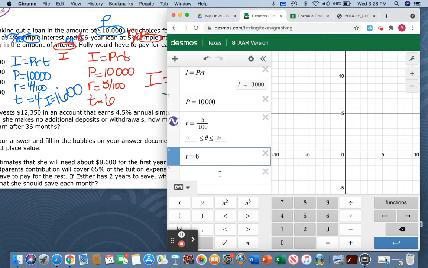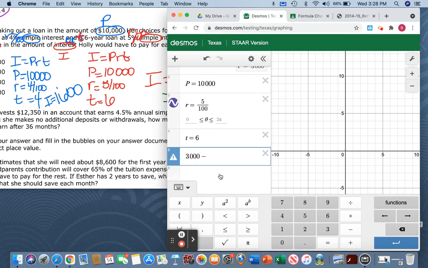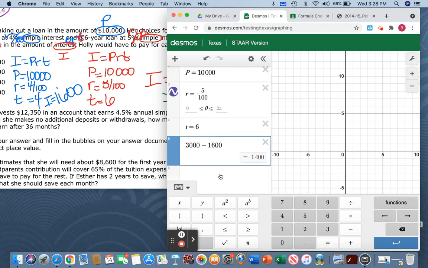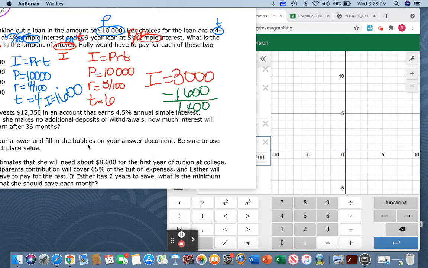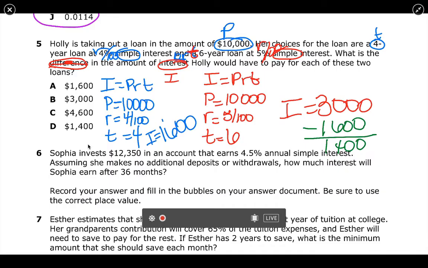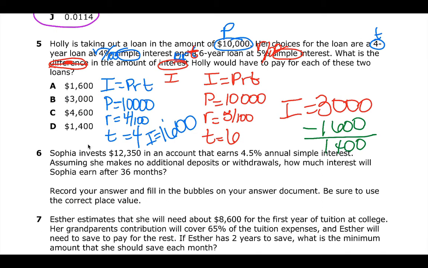Let's see who wins. Miss Tanner's working it out by hand. 1,400. She did beat me. I'm so slow at typing. So the correct answer is D. Sometimes mental math is better than the calculator. I agree. I'm not really good at mental math.